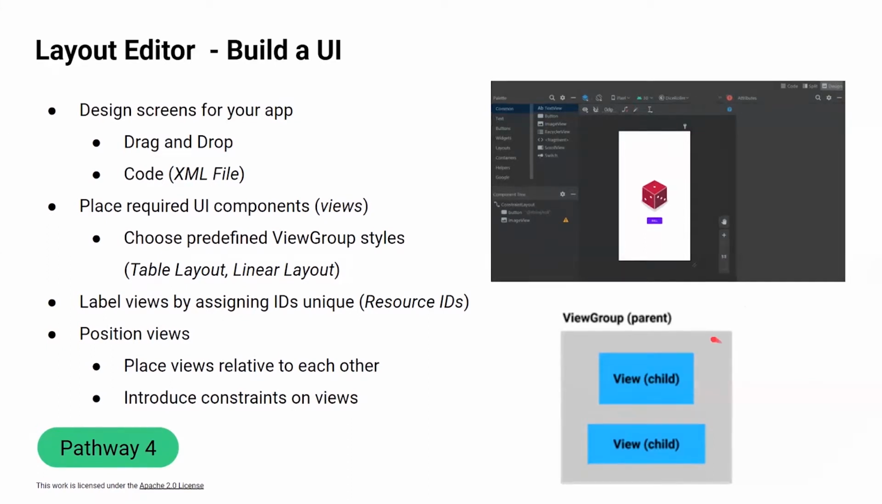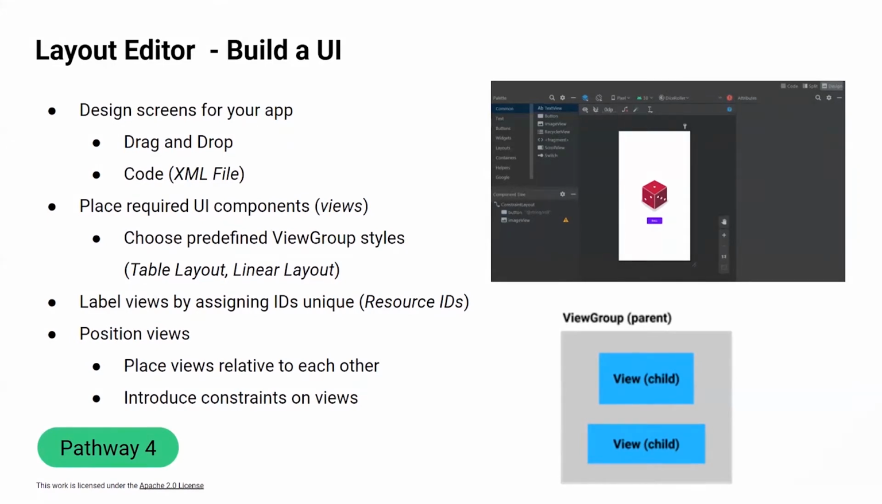Now this image basically represents a relationship between the view group and the view. It's a parent-child relationship where you can say that one view specifically belongs to a certain view group. So if you have different screens, each screen could have one view group or more than one view group. Each component in the screen belongs to one particular view group or one layout.